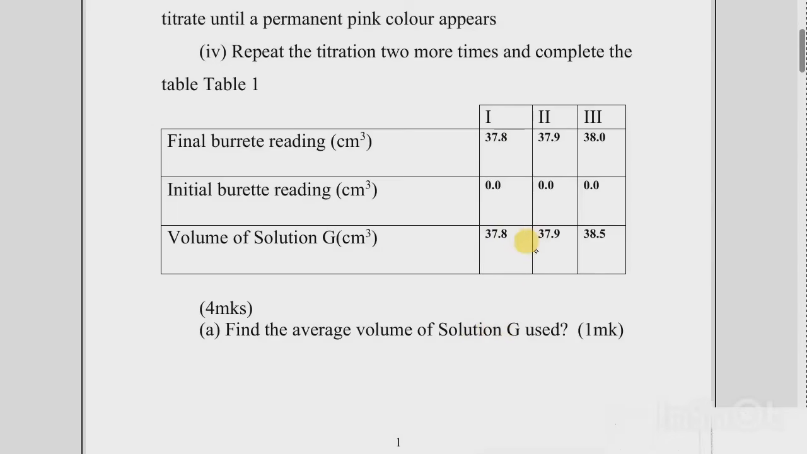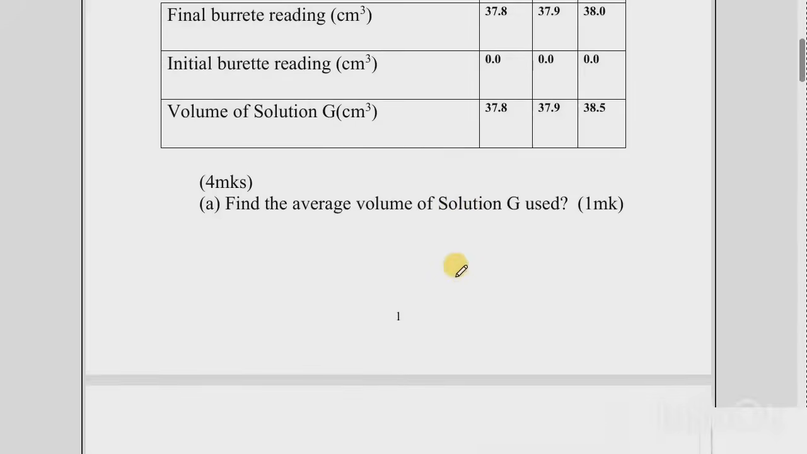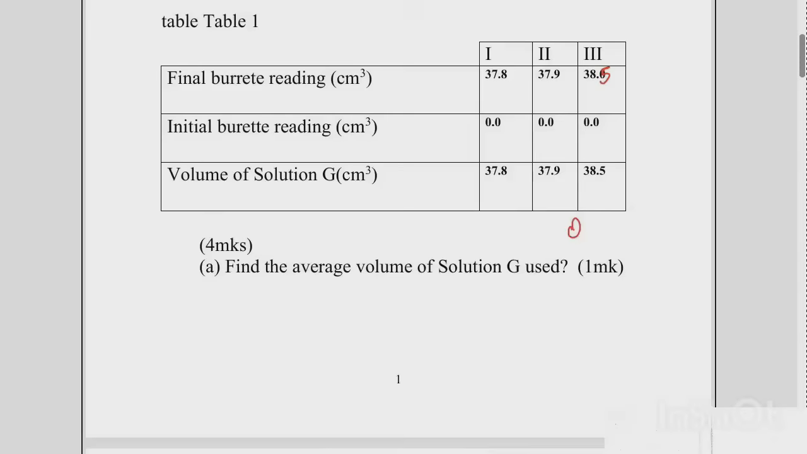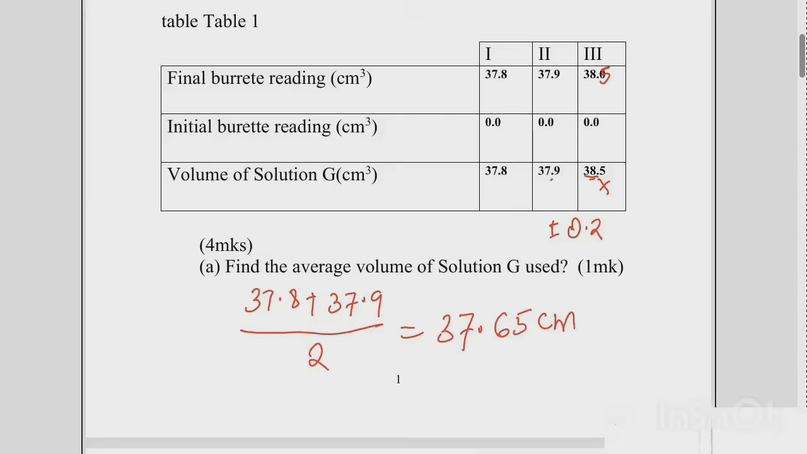In my table, I have the volume. I've always told you initial use 0.0, 0.0, 0.0, and this is my volume. So let's get the average volume. Since this is plus or minus 0.2, when you look at this one, the difference from here up to here is very big. So we are not going to include this in the average, right? So we are going to do the average with the two values, 37.8 plus 37.9, and then divide by 2, because this one is outside. So this one will give us 37.85 centimeters cube.